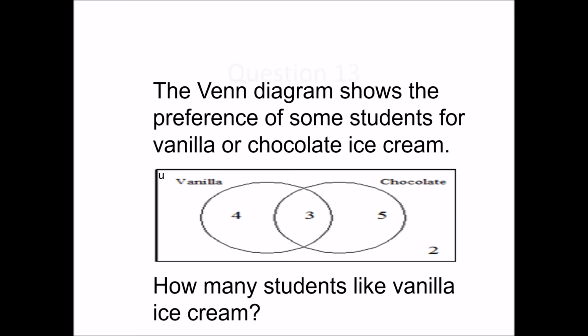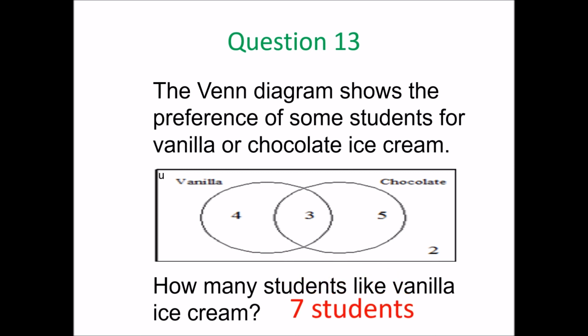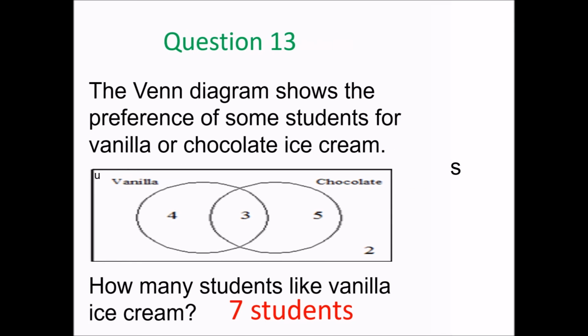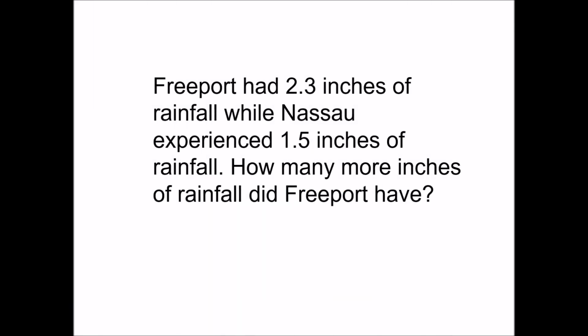The Venn diagram shows the preference of some students for vanilla or chocolate ice cream. How many students like vanilla ice cream? The answer is not 4. So do not put 4. If you put 4, you got it wrong. Vanilla ice cream is the whole circle, so it's 4 plus 3. 7 students like vanilla ice cream. That's the answer for that one.